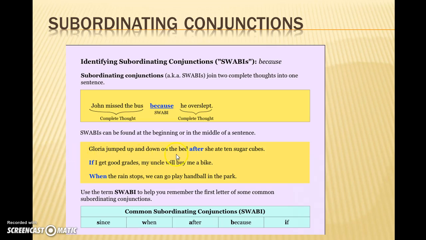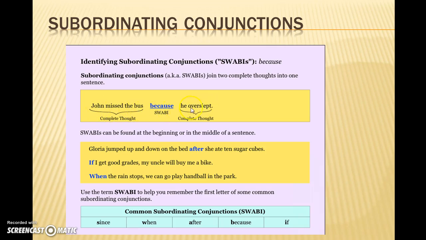So Gloria jumped up and down on the bed after she ate 10 sugar cubes. Again, if it was just after she ate 10 sugar cubes, we would have to say that is a dependent clause. And that can actually go at the beginning of the sentence or at the end of the sentence. Right? So we could say after she ate 10 sugar cubes, Gloria jumped up and down on the bed. Notice with these, you don't have to have a comma if it comes at the end of a sentence.